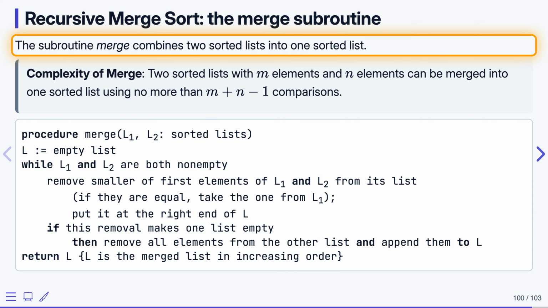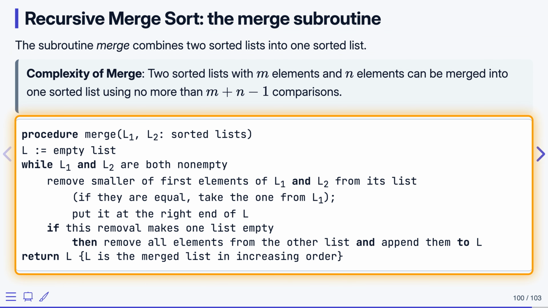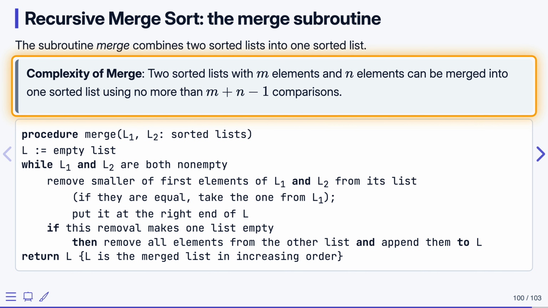The merge subroutine joins two sorted lists into one sorted list. While both lists still have elements, we compare their first elements. We take the smaller one and put it at the right end of the new list. If the two are equal, we must say which one to take, so we take the one from L1. If one list becomes empty, we copy the rest of the other list. To merge a list of m elements with a list of n elements, we need at most m plus n minus 1 comparisons.